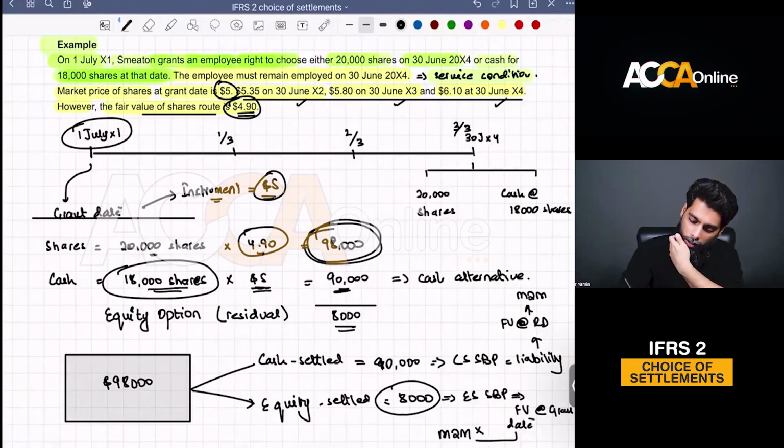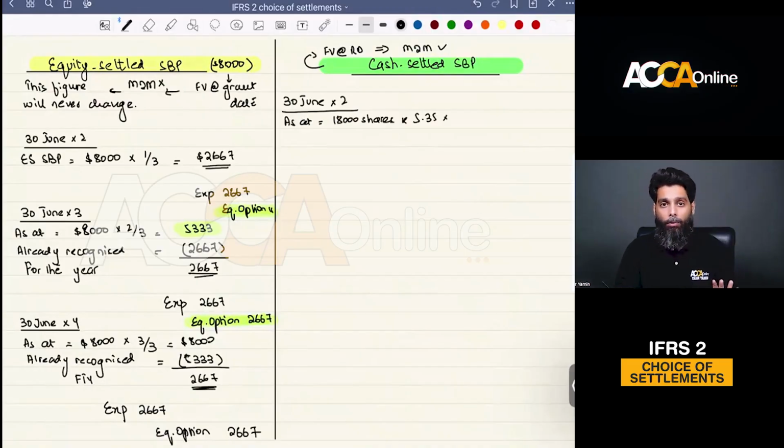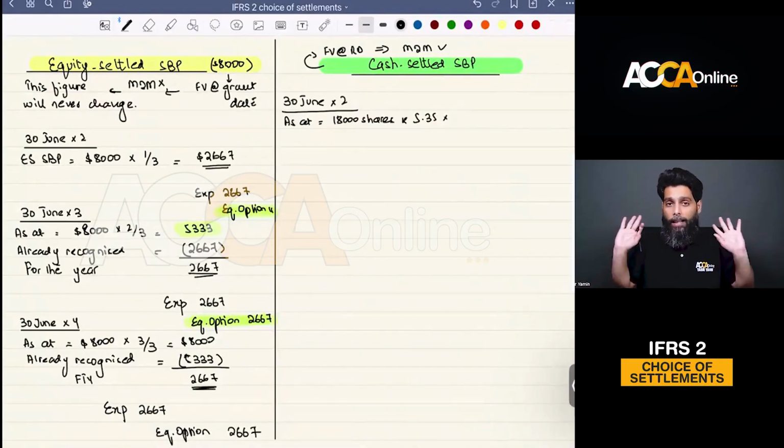No, no, no, sir. Remember, mark to market. That means you take fair value at the reporting date, which is 5.35. So 18,000 shares multiplied by 5.35 for every SAR or every share. But should I recognize the entire amount? Somebody said 96,300. Should I recognize the entire amount?